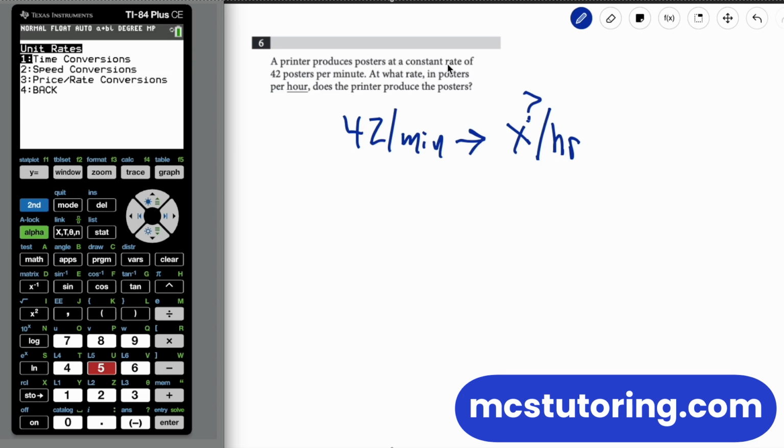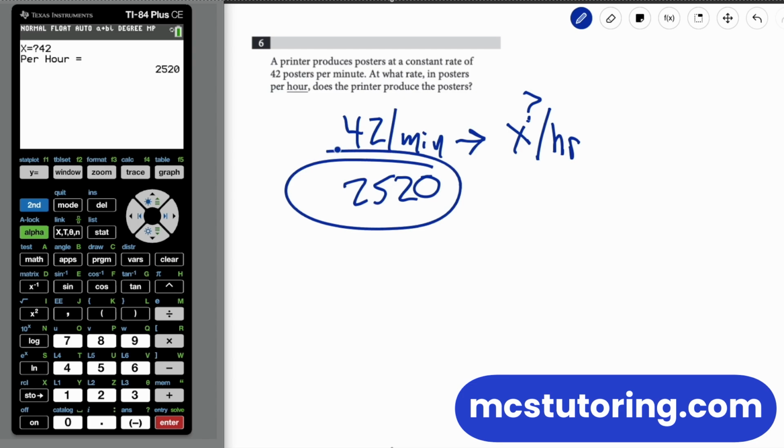Okay, a printer produces posters at a constant rate of 42 per minute. So what we're trying to do is a time conversion. And then we're going per minute to per hour, option 4. And then what is it? It's 42 per minute and 2520 per hour. Sounds about right because you multiply by 60. Okay, 2520. There we go.